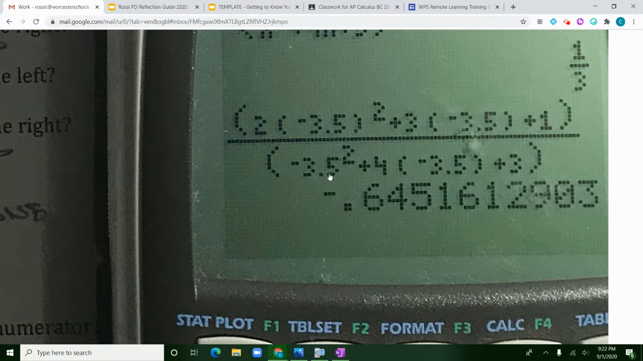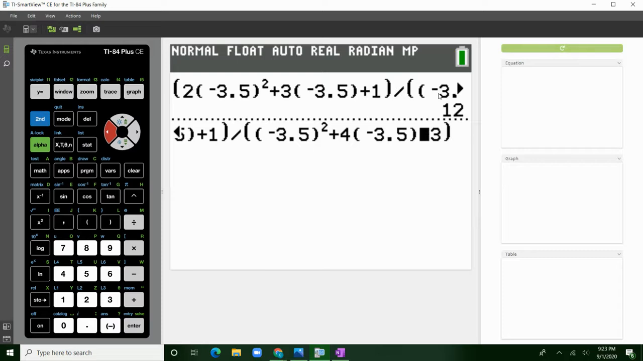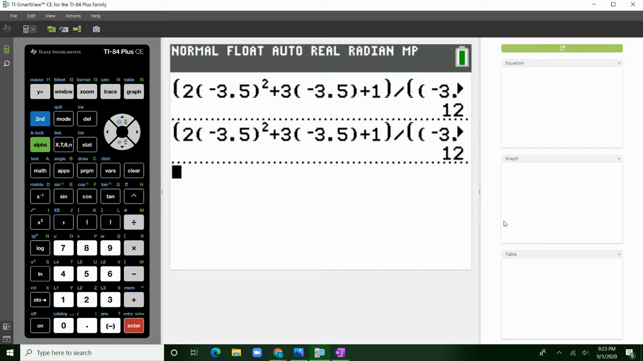3.5. So the calculator is not smart enough to know that your input is negative 3.5. What your calculator is doing is squaring 3.5 and then making the answer negative, so you got negative 0.645. I did it on my calculator, and I put negative 3.5 in parentheses here, and then I actually get the right answer of 12.